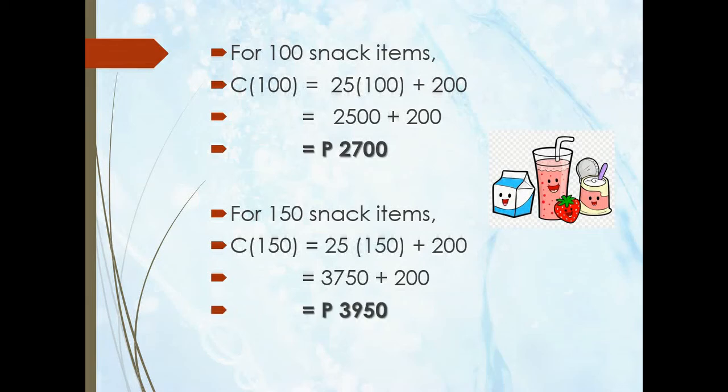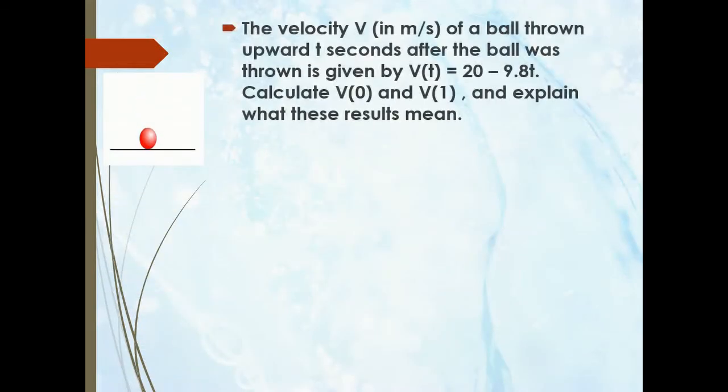3,950. The velocity v in meters per second of a ball thrown upward t seconds after the ball was thrown is given by v of t is equal to 20 minus 9.8t. Calculate v of 0 and v of 1 and explain what these results mean.